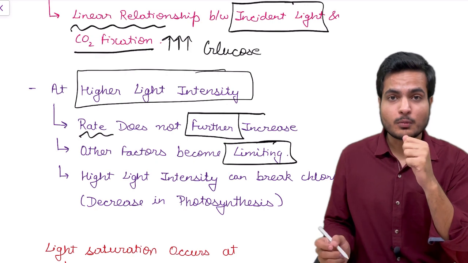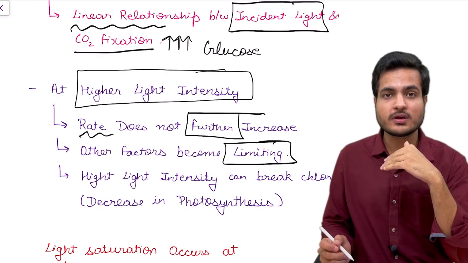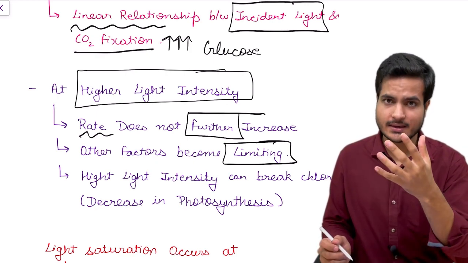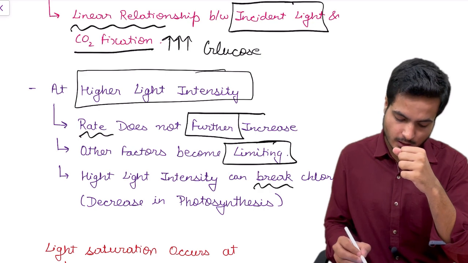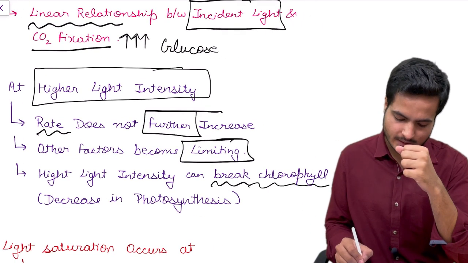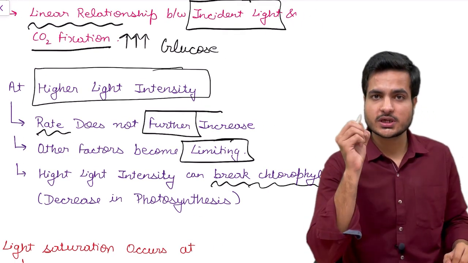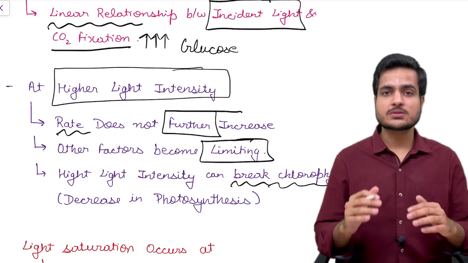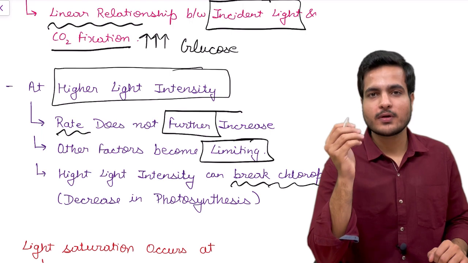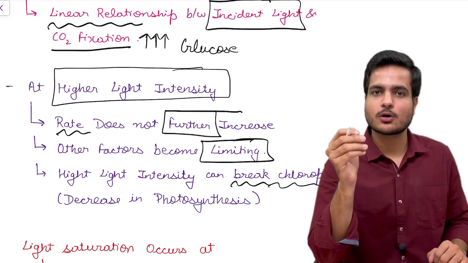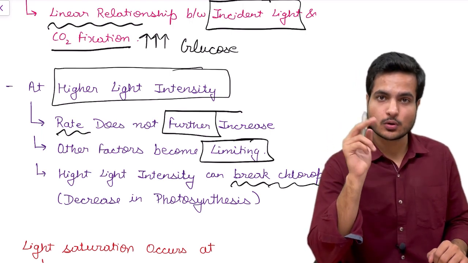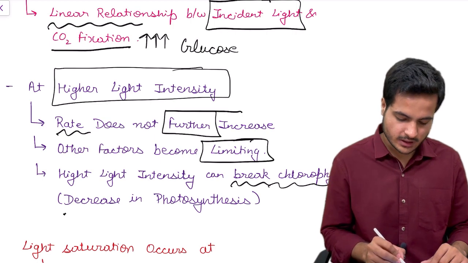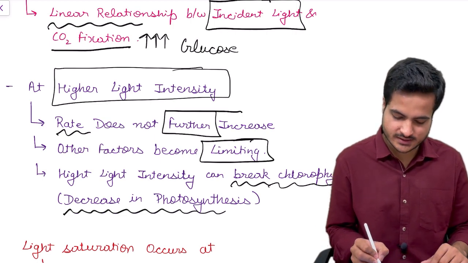One more thing: if we give the plant a very high light intensity, that can cause breakdown of chlorophyll pigment, and that is called photooxidation of chlorophyll. Therefore, higher light intensities beyond a point are not helpful for the plants; rather, they cause damage to the plant and its chlorophyll. Therefore, there would be a decrease in photosynthesis seen.